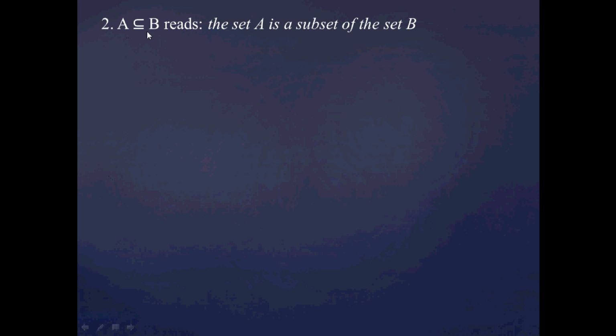So here's another piece of notation. We're going to introduce a symbol here, the sideways U with a line underneath it. And this is going to be a relation between A and B. This whole proposition is going to be read as the set A is a subset of the set B. So what does a subset mean?